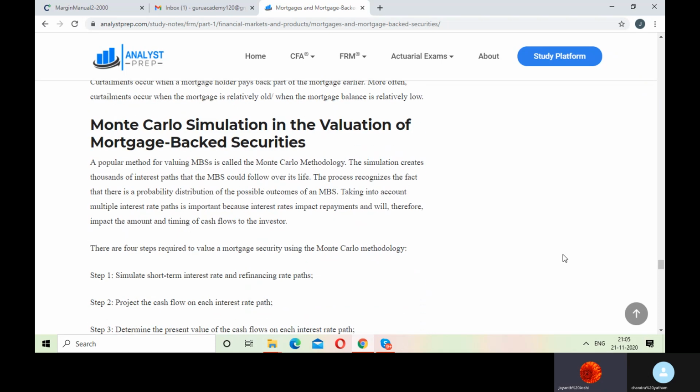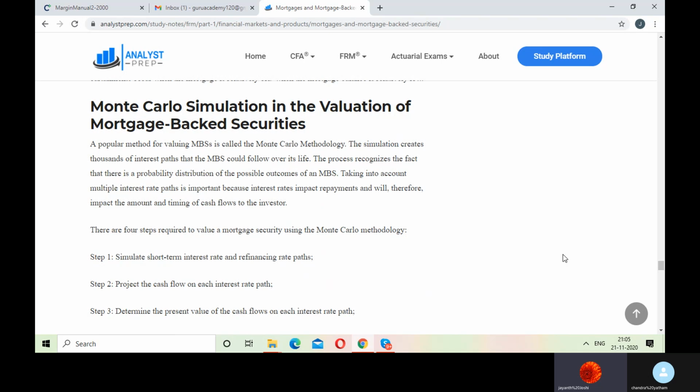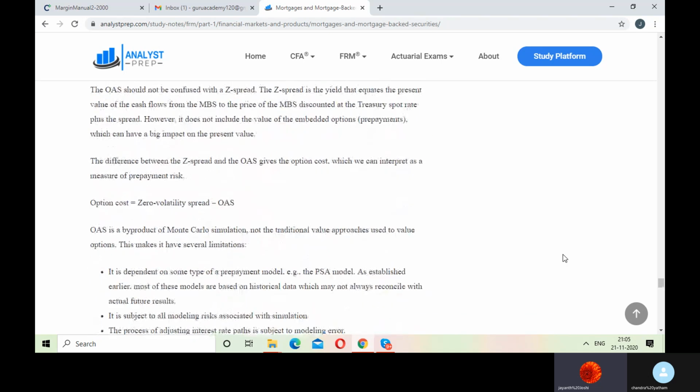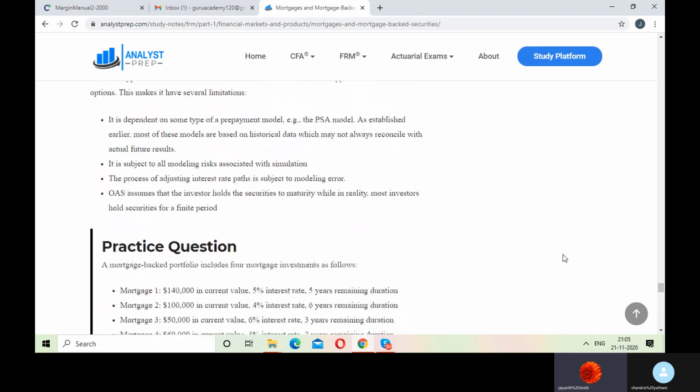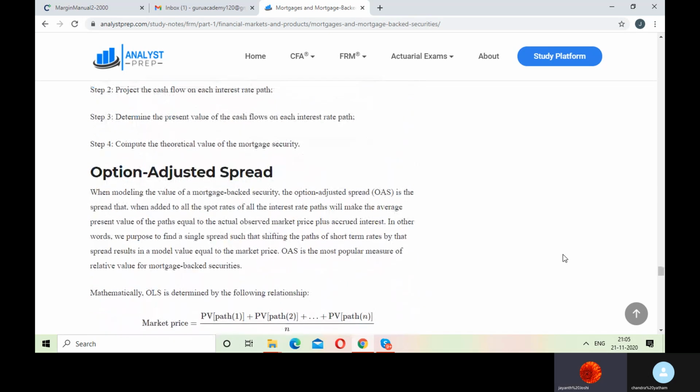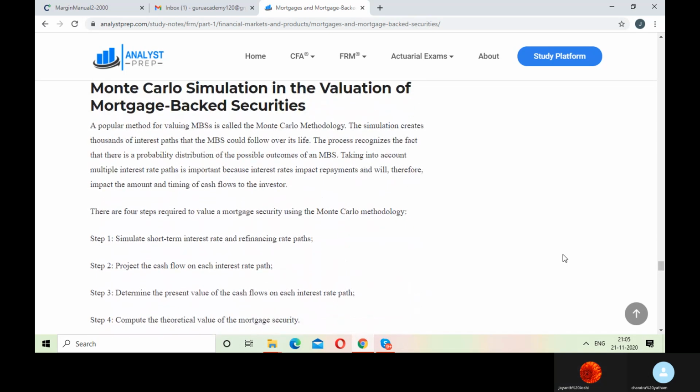Monte Carlo simulation in the valuation of mortgage backed security. We are about to finish this chapter. So what do you mean by simulation, Chandra? Can you tell me an example? Simulation. I think it's a statistic.